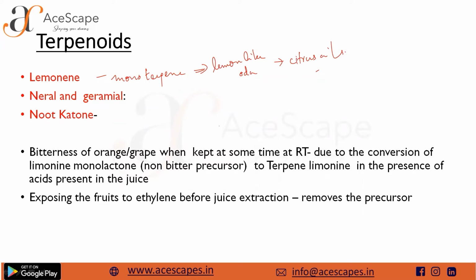Another compound which is present in our lemons is neral and geraniol. This is also present in lemon. This compound is also responsible for the odor of lemon. Another one is nootkatone, and this compound is responsible for the flavor of grape. This is an example of a sesquiterpene.